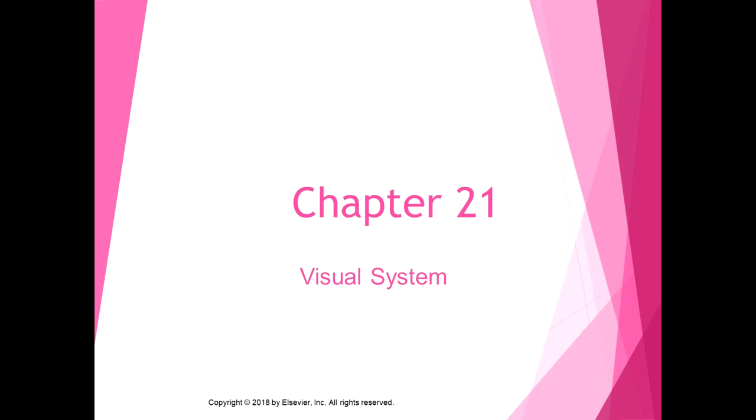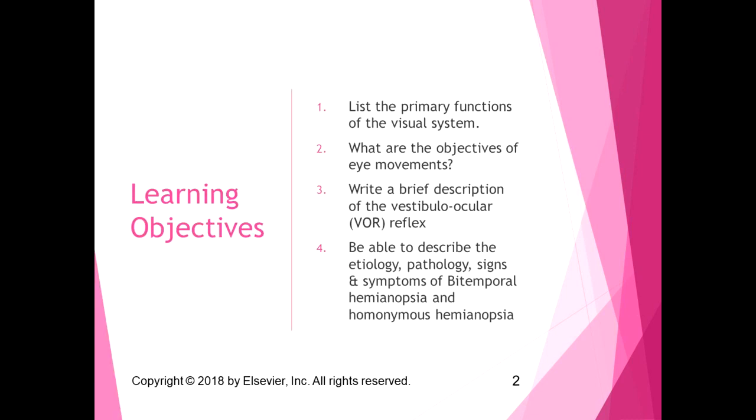In this module, we'll continue our whirlwind tour of several systems with the visual system. So the learning objectives for this chapter, chapter 21, I want you to be able to list the primary functions of the visual system. They are pretty straightforward. I want you to know what the objectives of eye movements are.